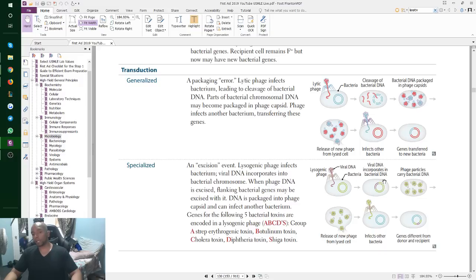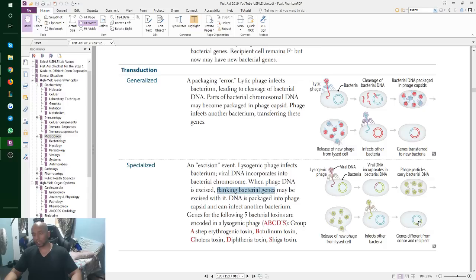That's because when you cut this chromosomal DNA up, you put a little bit of red and a little bit of green, but the original virus was all red. Right, so now each one of these 6 viruses has a little bit of red and a little bit of green, and that's different now, right? So now when this virus goes and infects another bacteria, look at what it did. It gave a little bit of red and a little bit of green. So that's what they're saying when the phage DNA is excised, flanking bacterial genes may also be excised.